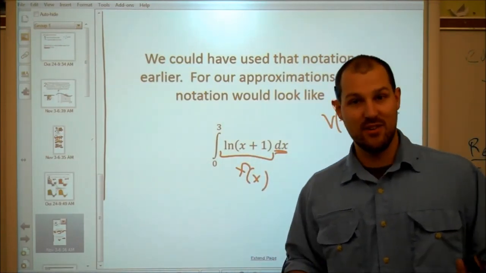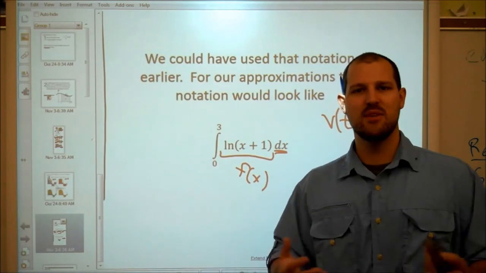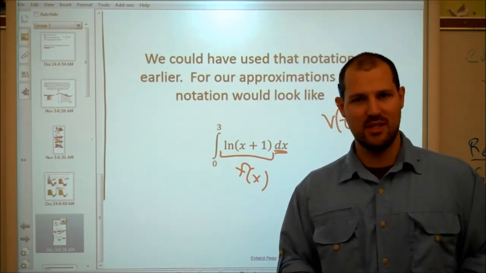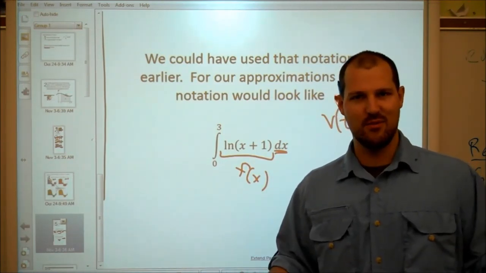Okay? Hope that's a good enough introduction for you for left-hand sums, right-hand sums, midpoint sums, and trapezoid sums, and that you now can produce those on your own.